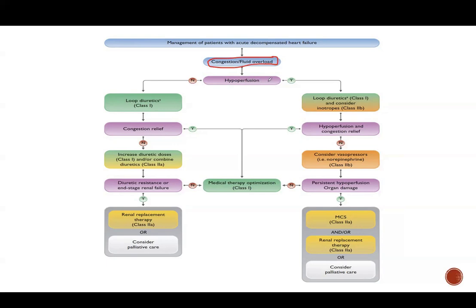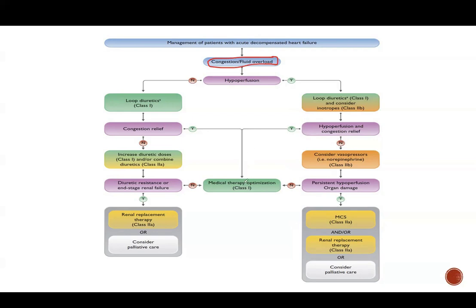So suppose a patient has altered mental status, that is, the brain is hypoperfused, or has oliguria or decreased urination, that means the kidneys are hypoperfused, or the peripheries are cold, then it means that it is hypoperfusion. Suppose hypoperfusion is also present, then you have to start loop diuretics and also consider inotropes in these patients. So hypoperfusion and congestion are relieved after using the diuretics and inotropes.